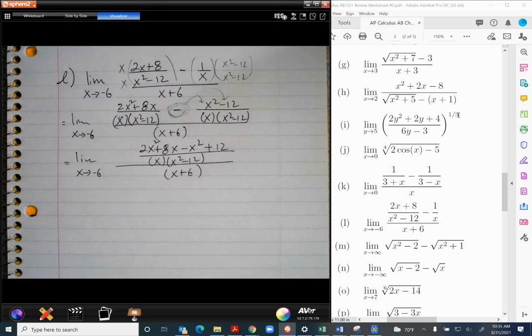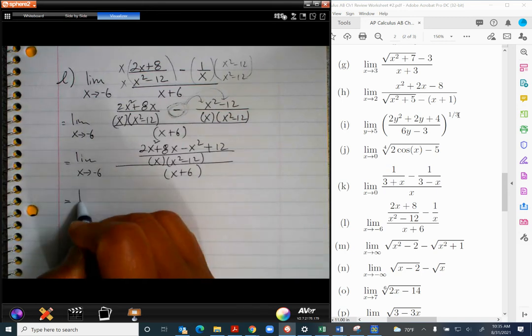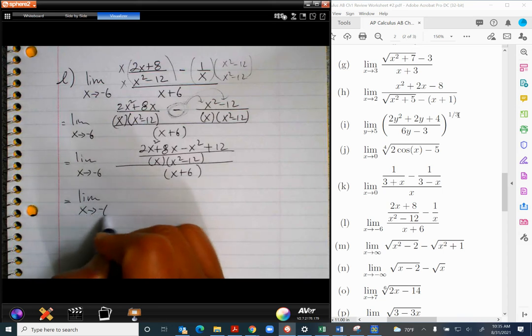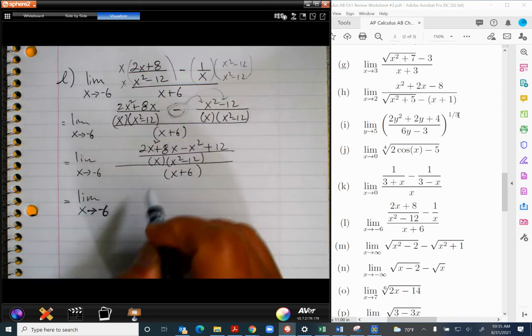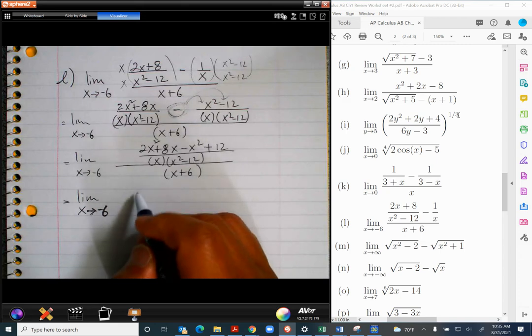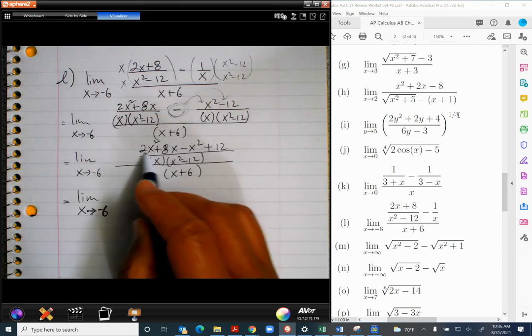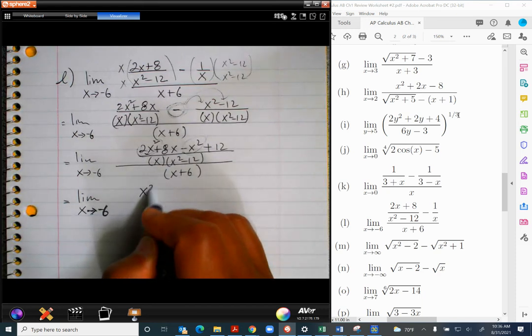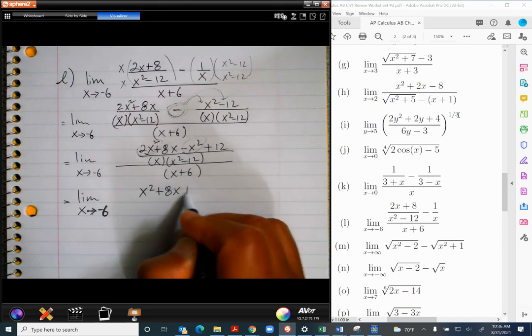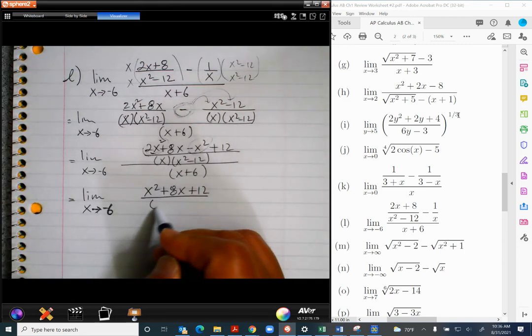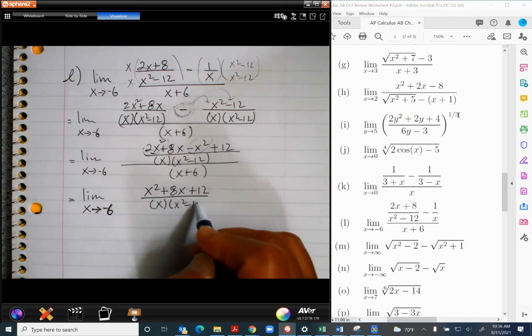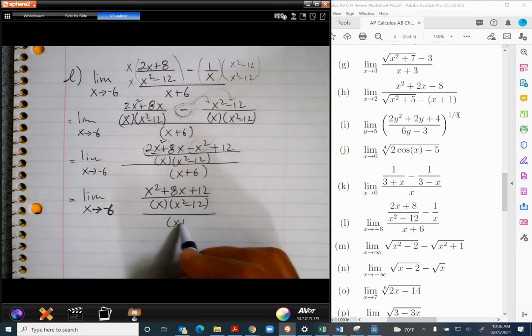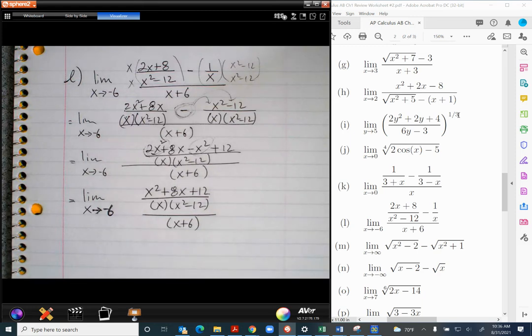All right, can I combine anything on the top? What can I combine? Okay, thank you. All right, I'd like to hear different voices. So this is x squared and then minus x squared. So what is x squared minus x squared? So we have x squared plus 8x plus 12 all over x times x squared minus 12, all over x plus 6. Okay, it's still ugly, right? It got a little bit better, I guess.